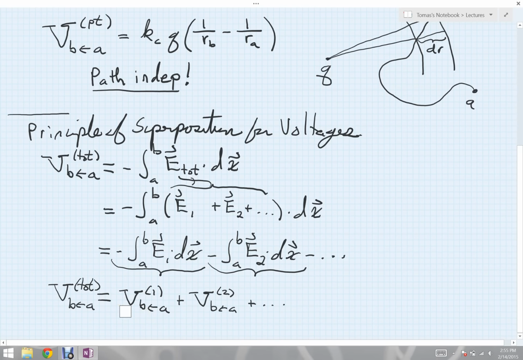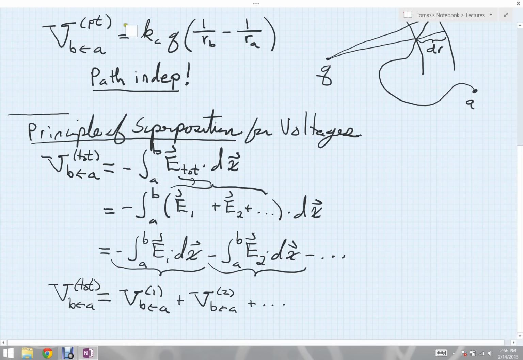Now, this gives you a very powerful way, just as we have for the principle of superposition for electric fields to get electric fields for complex situations, this quickly allows us to get voltages for complex situations. It has another very important theoretical value, which is this now allows us to prove that, in fact, voltages are indeed conservative, that the calculation of voltage is path independent.